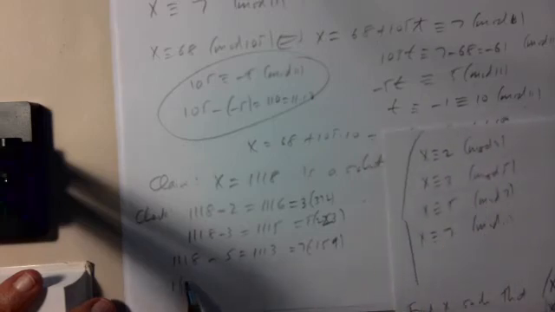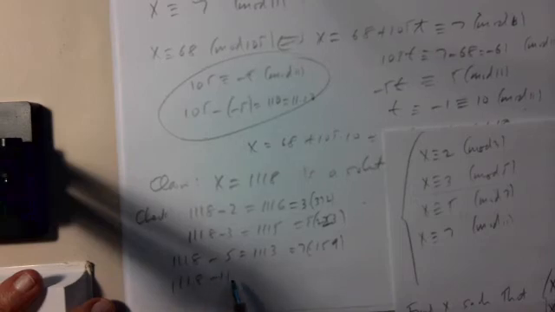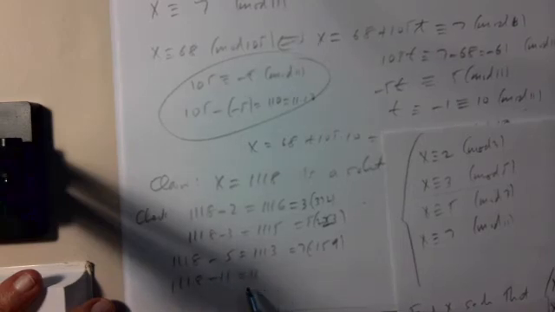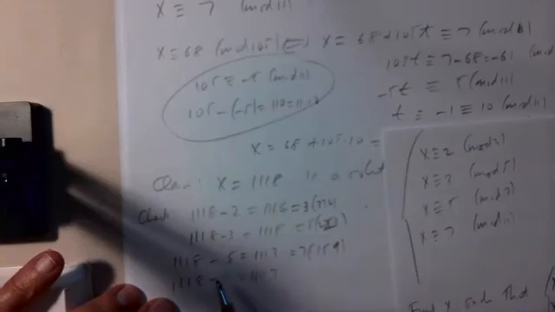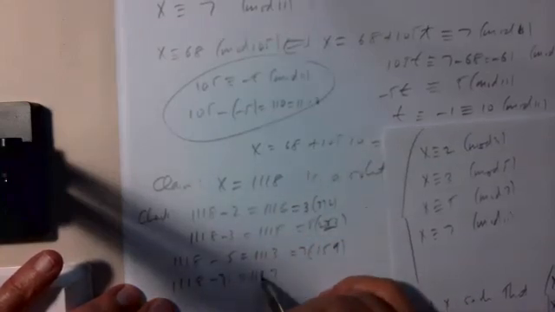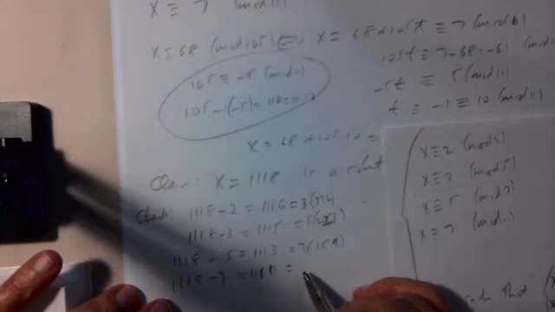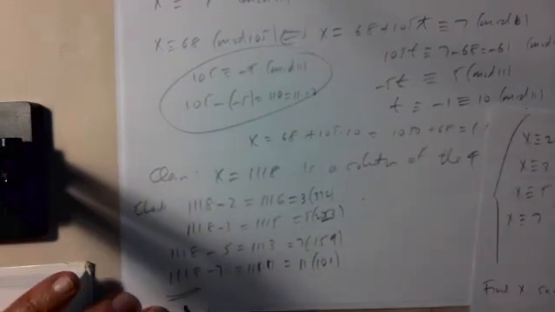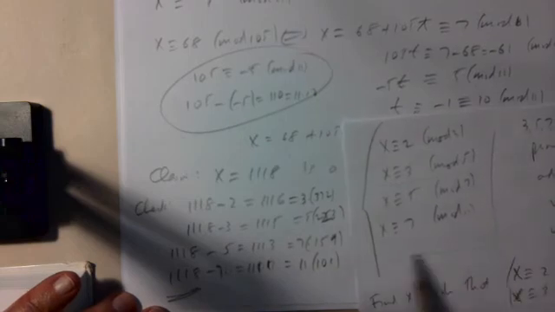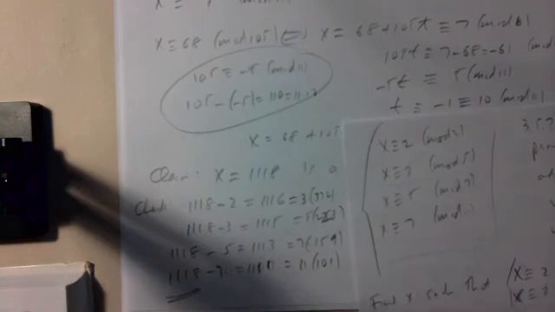And what about 11? 1,118 minus 7 is 1,111. And I think that's exactly 11 times 101. So this number solves all four of my congruences. That's kind of nice.